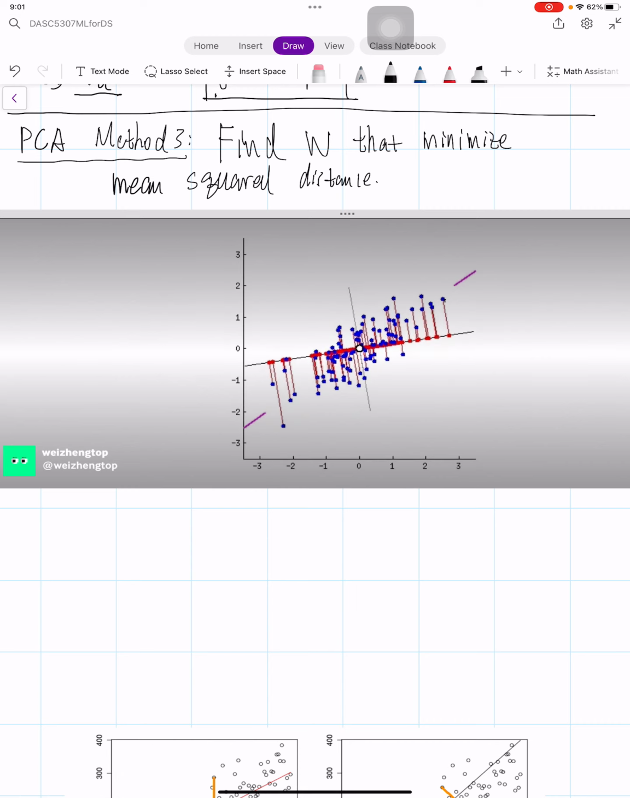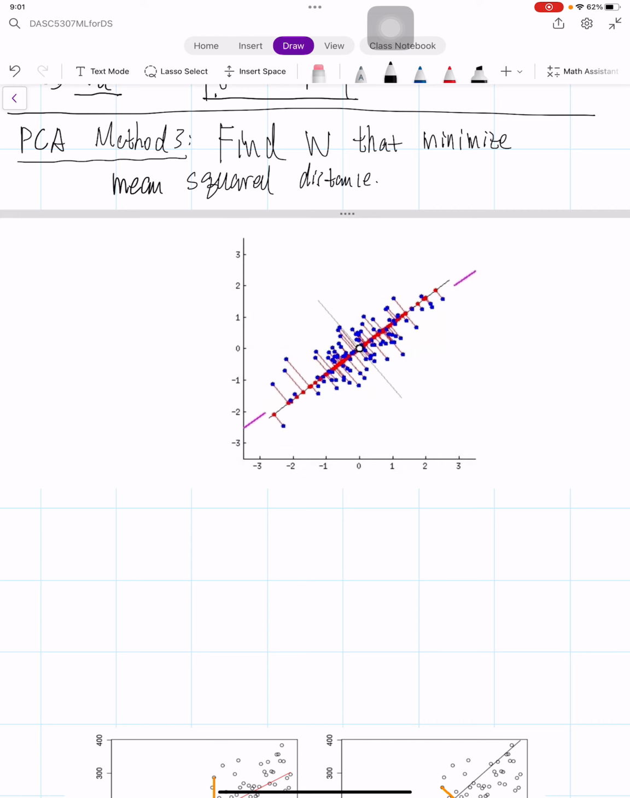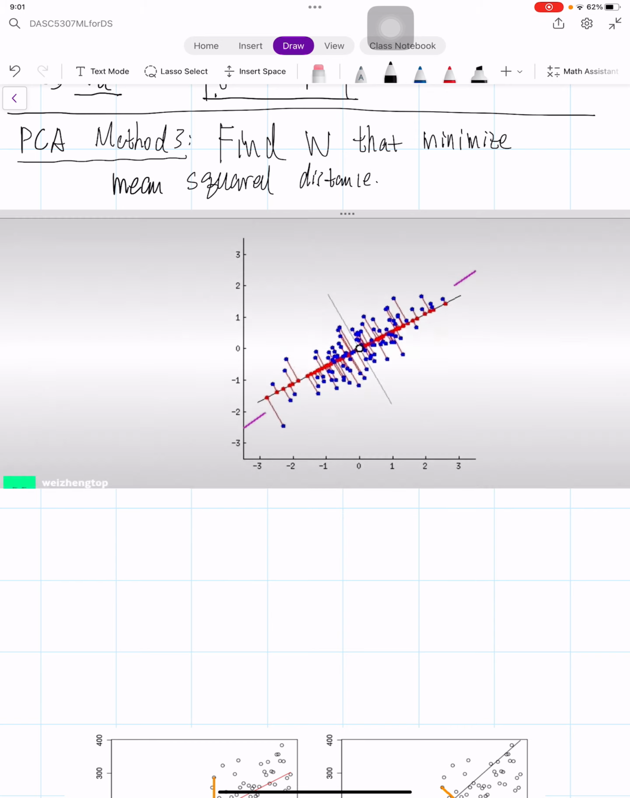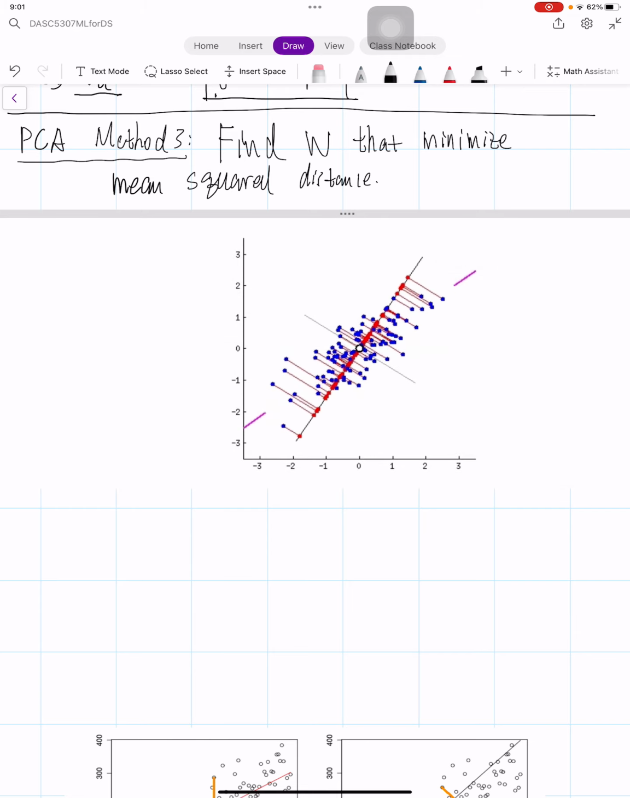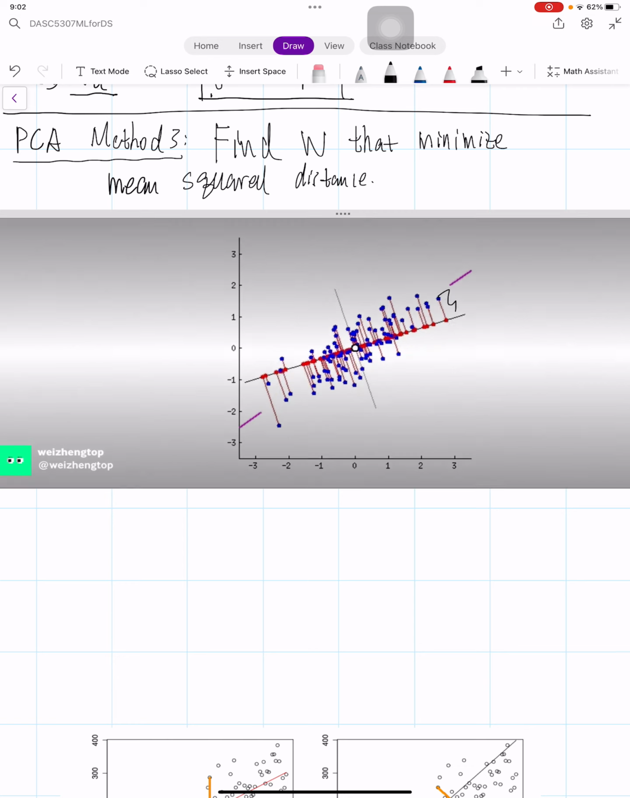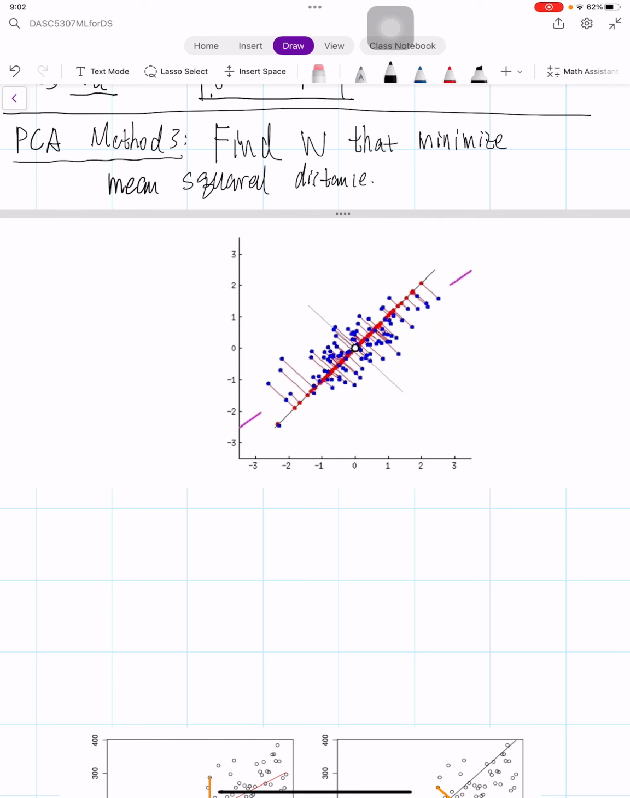As you can see, for all possible W, we have the projection points. We look at the mean squared distance of this projection distance, which is minimized, all these small projection bars here. That W gives us the answer. The idea is similar to mean squared regression. So we minimize each of the projection distances. Okay, so that's the idea.